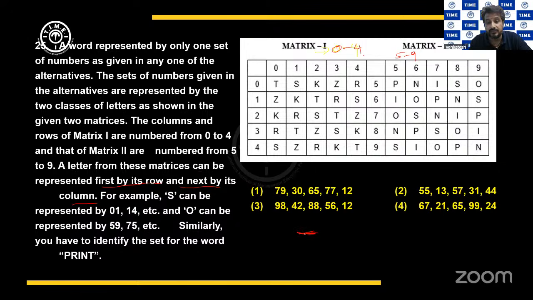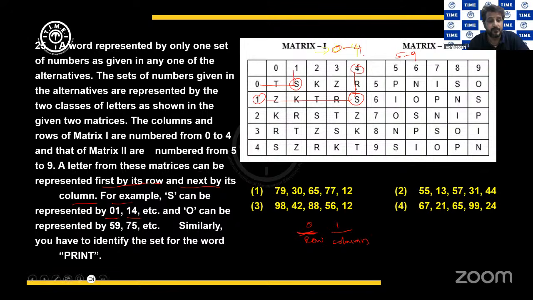So in any code, the first number is given as the row. The second number is the column. For example, S can be represented as 0, 1, 1, 4. Yes, 0, 1: 0 row, first column. Perfectly matching. 1, 4. Yes, it is S. Perfectly matching.